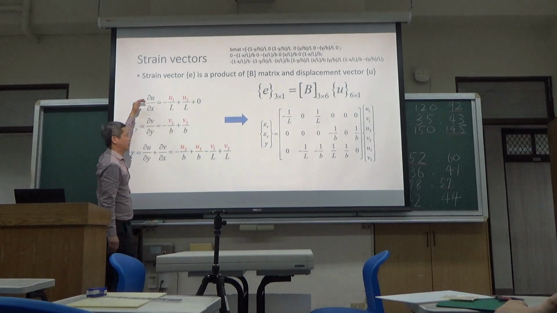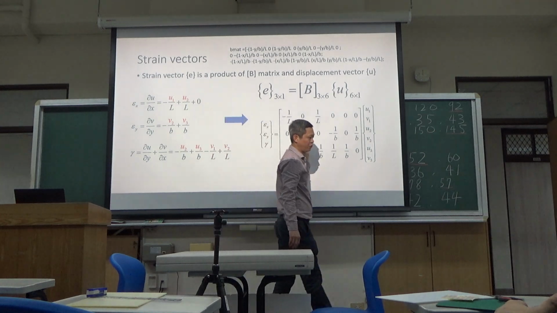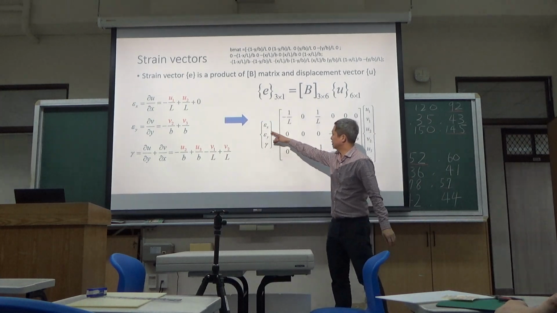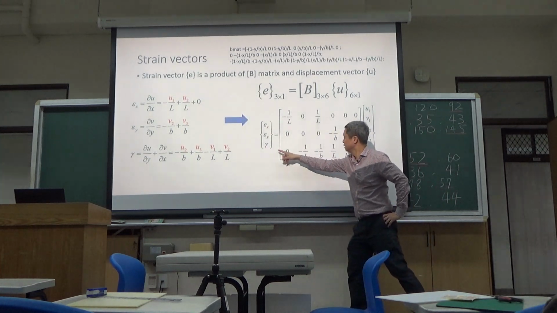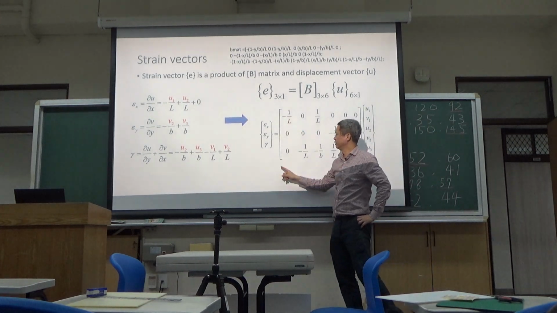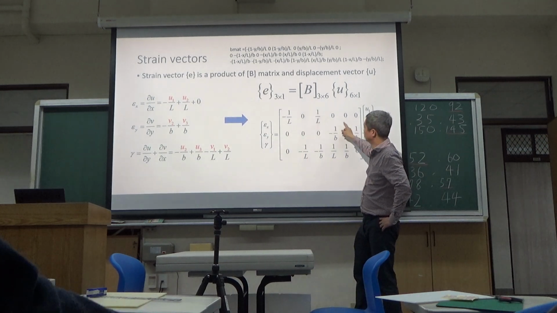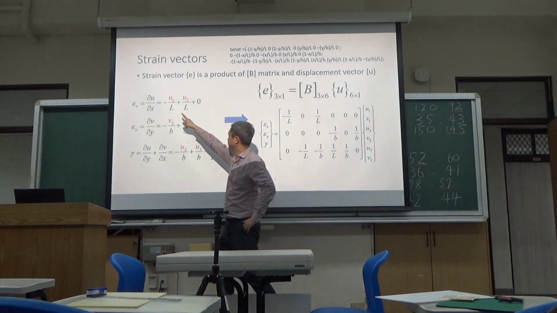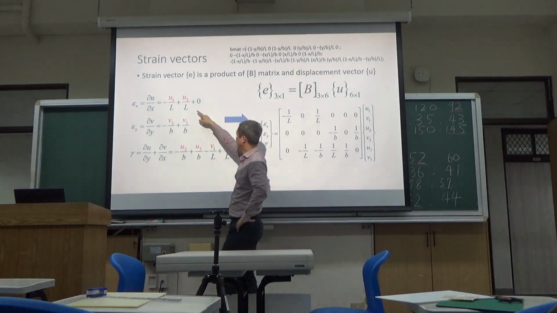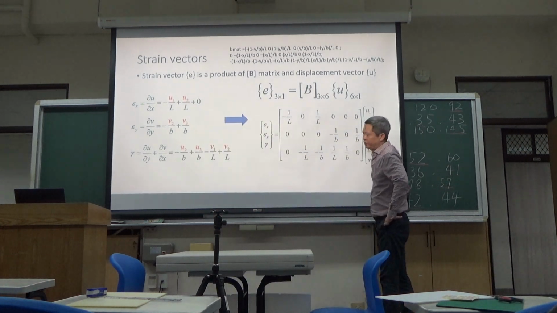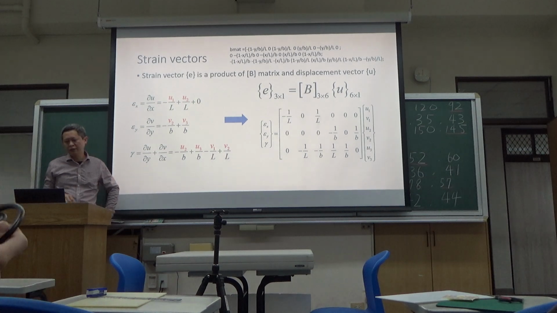After you have the normal strain and shear strain in terms of displacement, you can re-express them in matrix form. The three-component strain vector is related to the displacement vector. This is 3 by 1, this is 6 by 1, and the matrix is 3 by 6. 3 means 3 rows, 6 means 6 columns. So the coefficient is what you obtain. Take for example, the first equation is minus 1 over L associated with U1 and plus 1 over L associated with U2. The rest of the terms are 0, 0, 0. Likewise, you do the same thing for the second row and you find them.